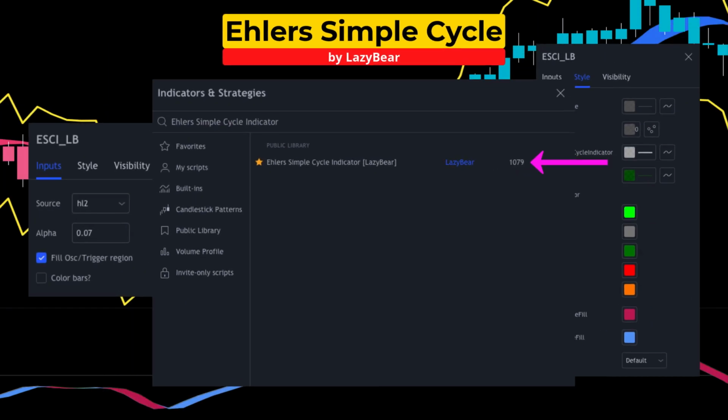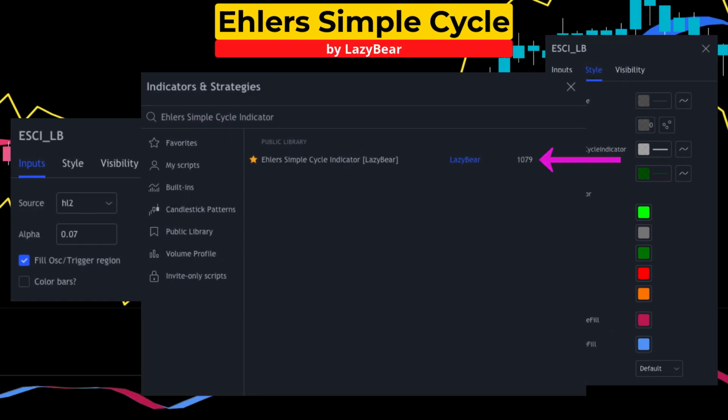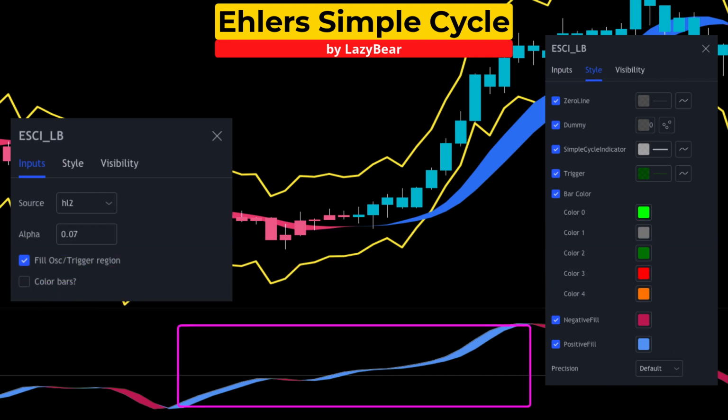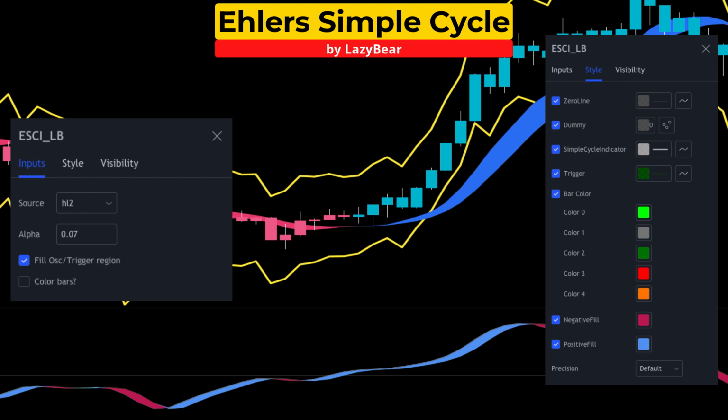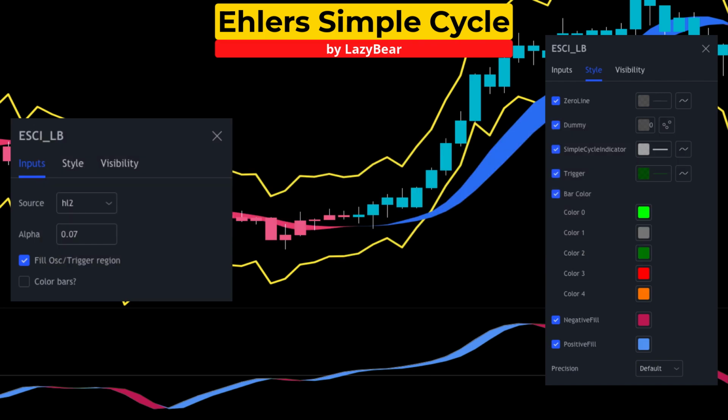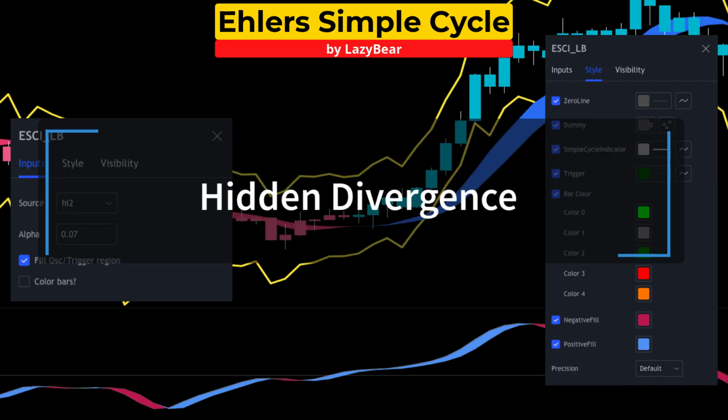The second free TradingView indicator is another Ehlers study called the Simple Cycle Indicator. Inputs will be kept at default, and I am going to change the colors to make it easier to see. John Ehlers suggests this study complements the iTrend indicator by providing entry signals. However, in this system, we are going to use this oscillator to provide hidden divergence for entry confirmation.